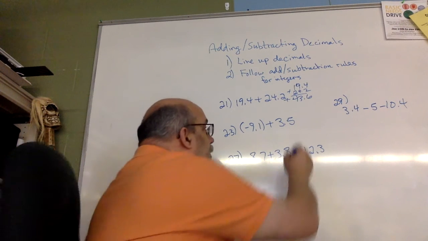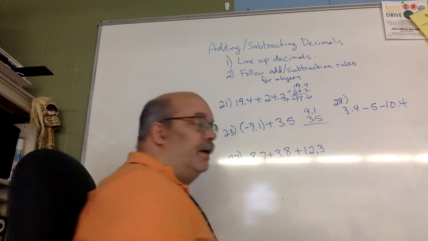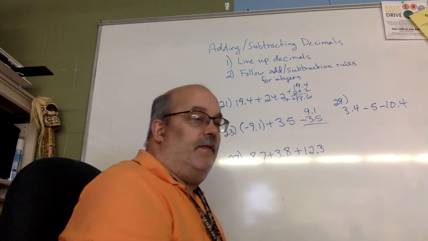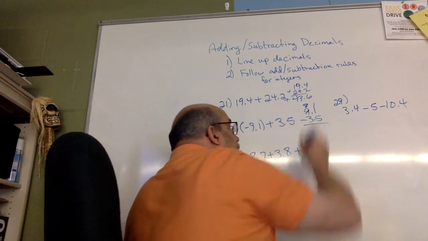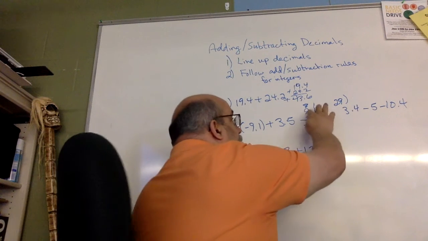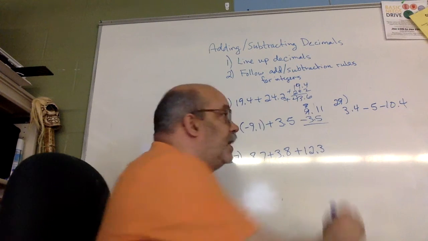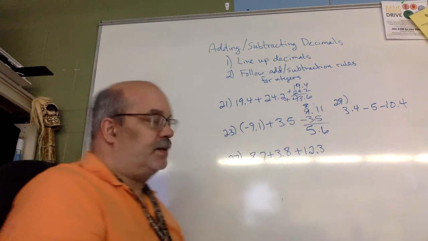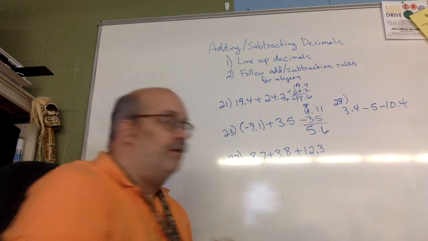We're going to line them up. They're different, so we're going to subtract. Can you take 5 from 1? No, so you got to borrow from the 9. Make it an 8, make that an 11. It doesn't look like 11, does it? Okay. 11 minus 5 is 6. 8 minus 3 is 5. We got 5.6. 9.1 is larger than the 3.5, so it is negative.